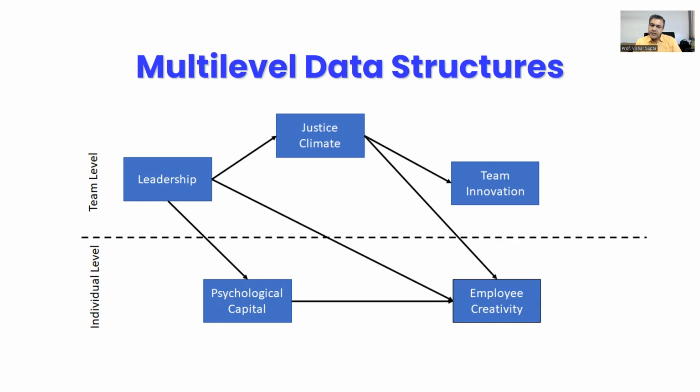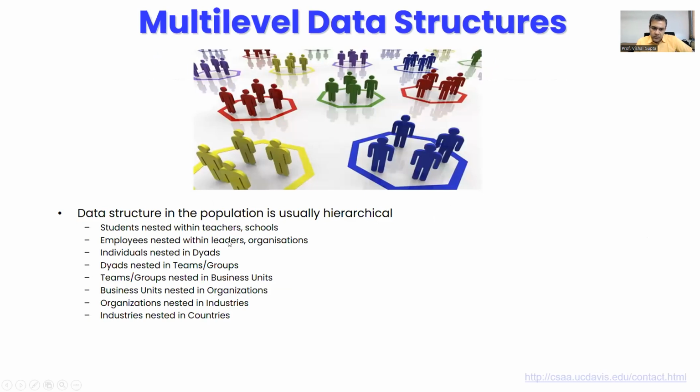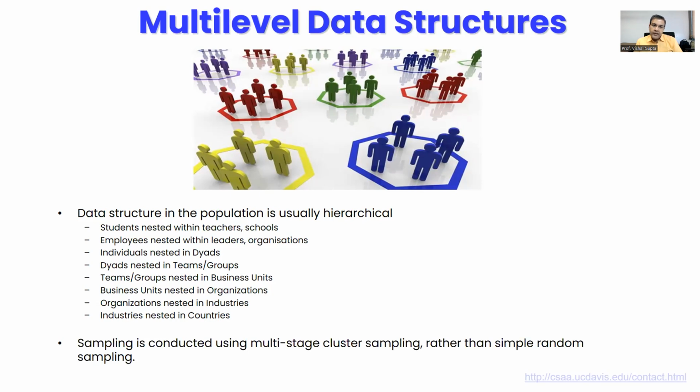And then, again, advanced could be 3 levels. So teams nested within organization, that is the third level that we can also model. Individuals nested in teams nested in business units. You see, I said there could be many levels. Organizations nested in industries, and industries nested in countries, and so on. We can keep going on and say that the data is actually hierarchical. And then sampling is conducted using multi-stage cluster sampling.